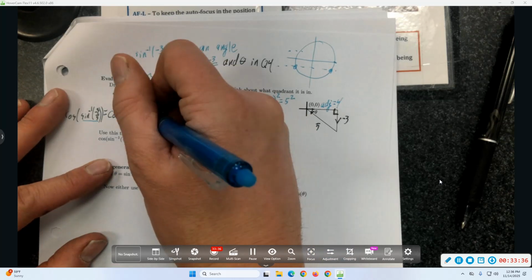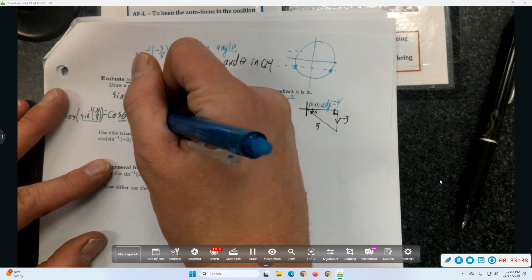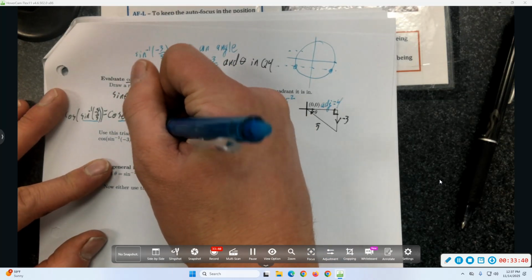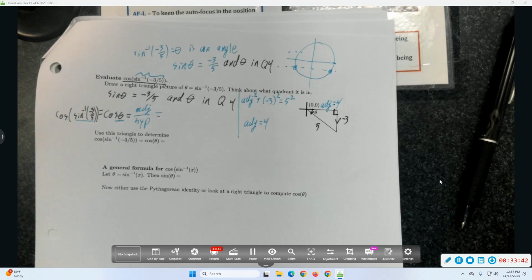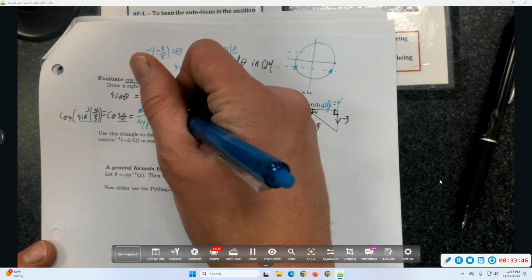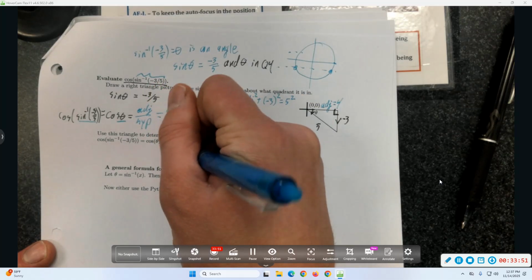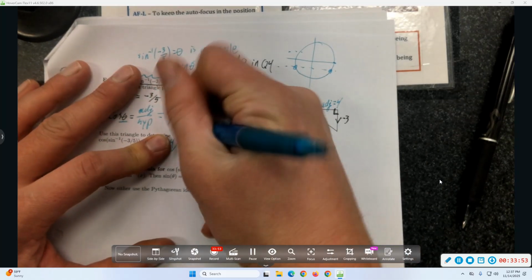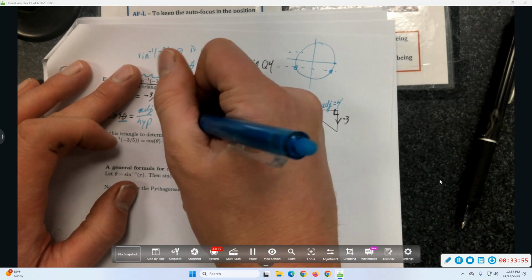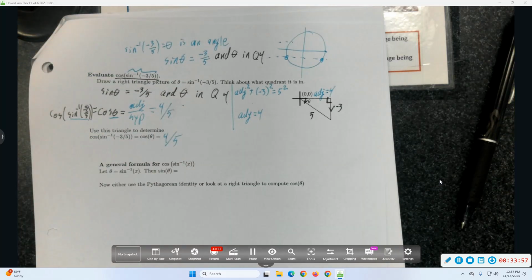So cosine, I can use that now. That's adjacent over hypotenuse. So what's the cosine of this angle? 4/5. Neato. Cool, that feels pretty good.